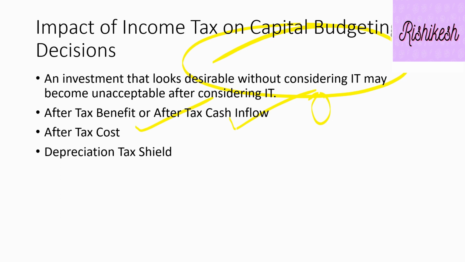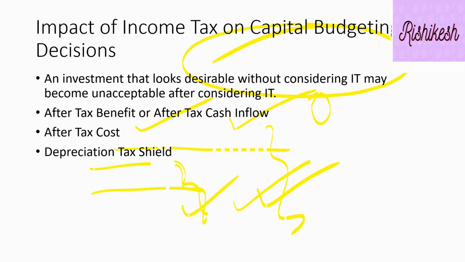But till now, we have not considered income tax. If you remember, we have never taken income tax into consideration. But now we'll take an example where I will show you how income tax affects the entire calculation. There will be three terms involved, which we'll cover with the help of an example: the after-tax benefit, or after-tax cash inflow, the after-tax cost, and the depreciation tax shield. We'll also see how income tax has an impact on capital budgeting decisions.